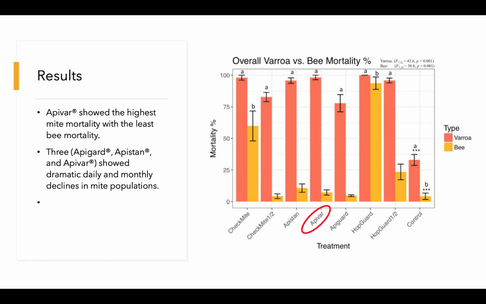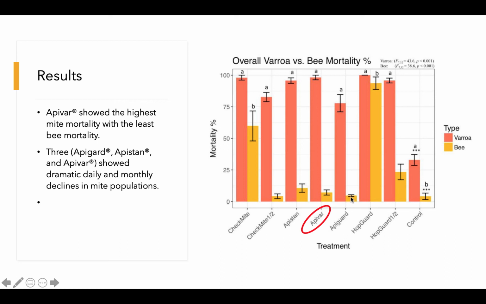What were the results? Well, here's really what we want to see. A high number of Varroa mites killed and a low number of bees killed. And that was found in Apivar. So a high number of mites were killed here, but bees were not. And the same is the case for Apistan and for Apiguard.